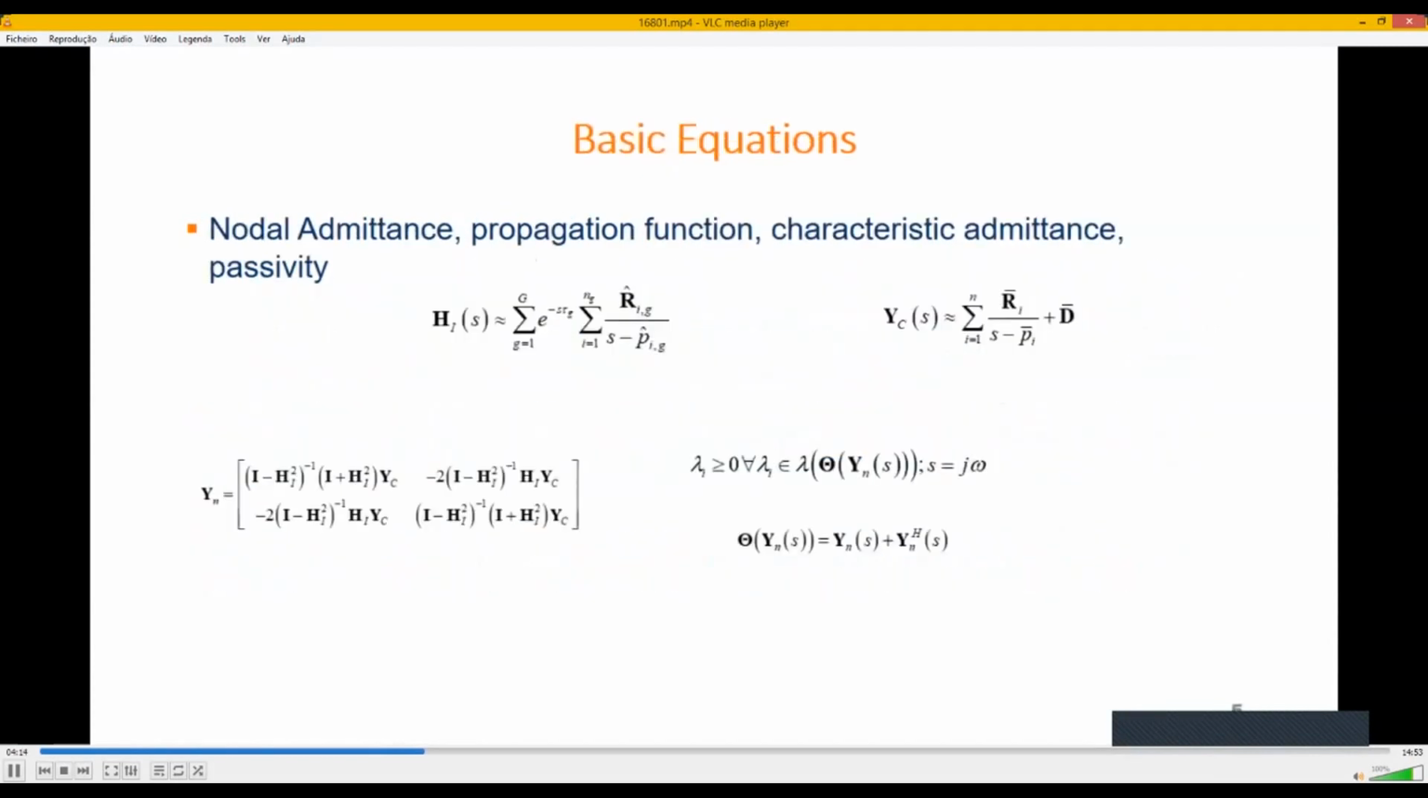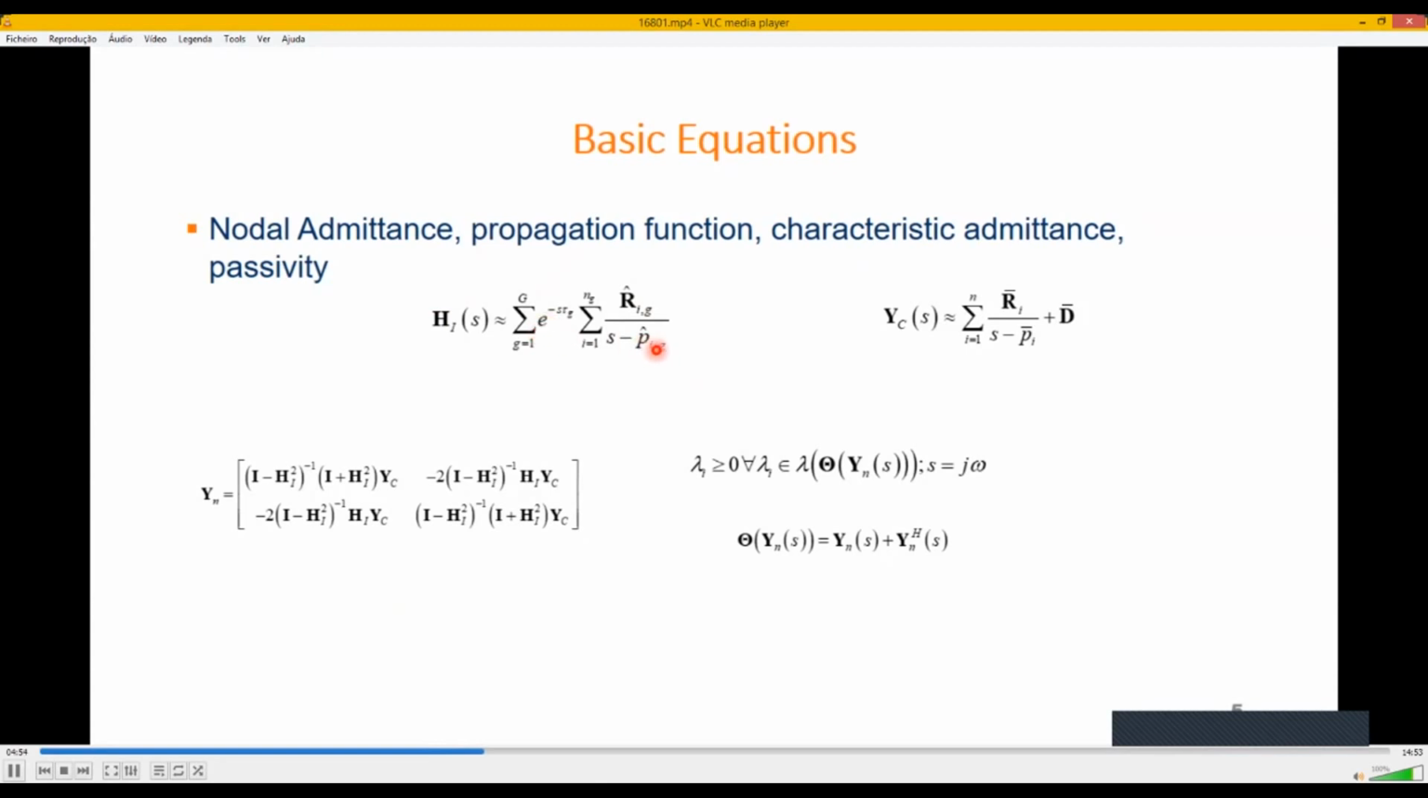Before going further, I would like to go through the basic equations related to nodal admittance, propagation function, characteristic admittance, and passivity condition. The propagation function is fitted using this function here on the left. It is composed of delay groups and a set of poles for each delay group and residue matrices. The number of delay groups is equal to or less than the number of conductors. This is because some delays are very close or repetitive, so we group them.